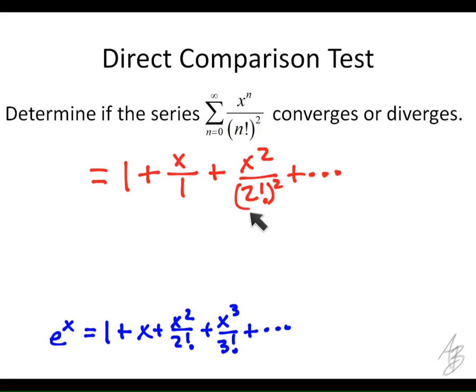What we're going to do here is we're going to compare the nth term. So rather than using one of the specific terms, I'm going to compare this term right here, the x to the n over n factorial squared, to the nth term in the e to the x series, which is x to the n over n factorial. Okay, so I want to compare those to each other.